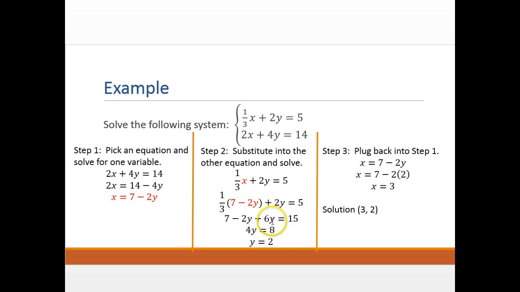Now I combine like terms. You get 4y is equal to 8, so y is 2. And again, we're going to plug back into one of our original steps. In step 1, x is 7 minus 2y, so x is 7 minus 4, which is 3. So my solution is 3 comma 2, and again we can plug in and verify this works for each of these equations.